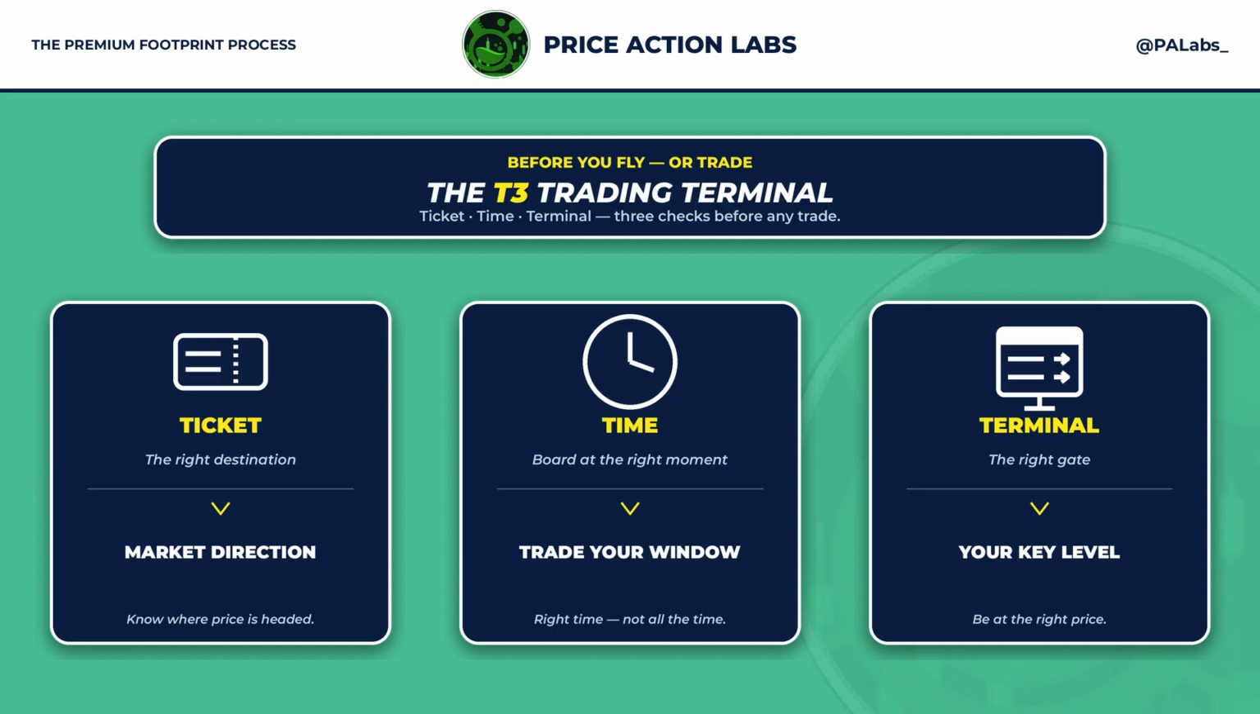And the final thing is terminal. So when you go into the airport, right, you've got to know what terminal to use, right? Is it going to be the first terminal, terminal ABC, gate ABC, etc.? So having the right ticket, the right time, and the right terminal for your flight will ensure that you get to the right place at the right time. And it's roughly the same thing with trading, right? You've got to have good market direction, you've got to trade at the right time and at the right key level. So this is what I call a T3 trading terminal.